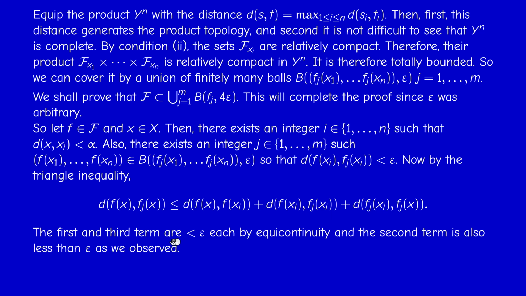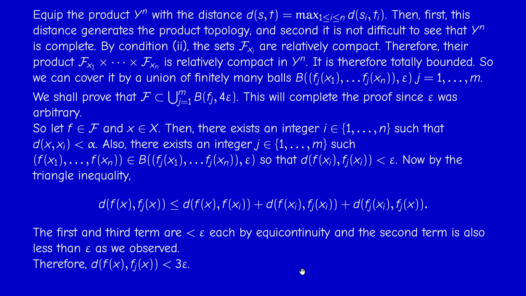Now the first and third terms are less than epsilon. Why? Because the distance between x and xi is less than alpha. So the condition of equicontinuity tells me that this is less than epsilon, and this is also less than epsilon, because this happens for every element f in the collection. Now the second term is also less than epsilon by what we said, because of this actually. So the sum is less than 3 epsilon, and this is true for every x.